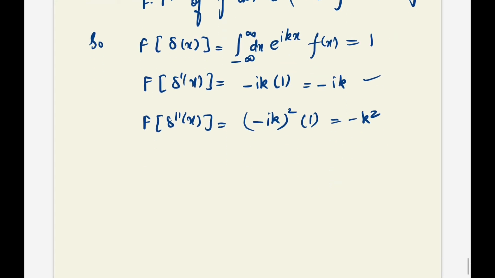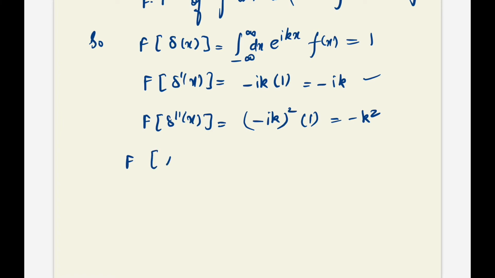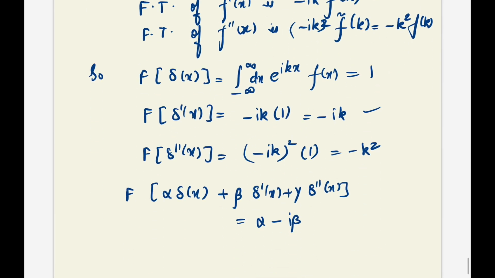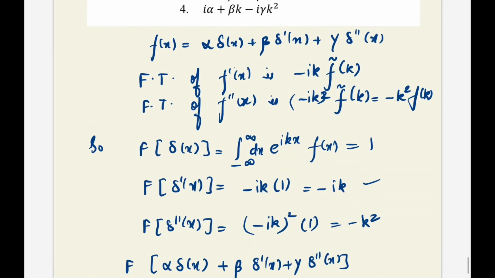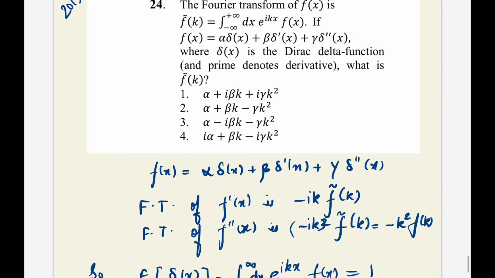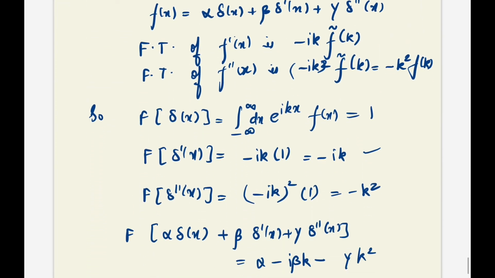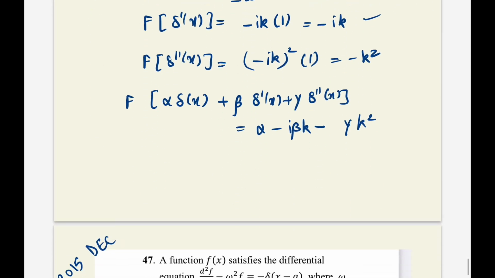Now we substitute all these transformations in the given equation which we have to solve: beta delta prime x plus gamma delta double prime x equals alpha minus i beta k minus gamma k squared. Hold on a second, I have done i beta k minus gamma k squared. So option 3 is the correct answer.